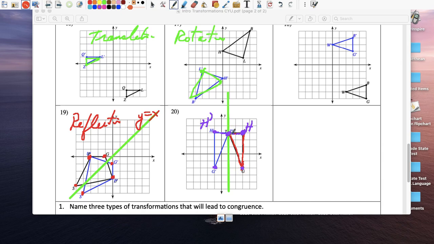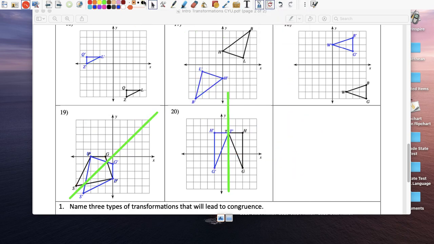T, you're standing right on top of the mirror. Your image is right on top there with you as well. So this is a reflection, not over the y-axis or the x-axis, but over x equals 1. So that's our line of reflection. But don't worry about that right now.